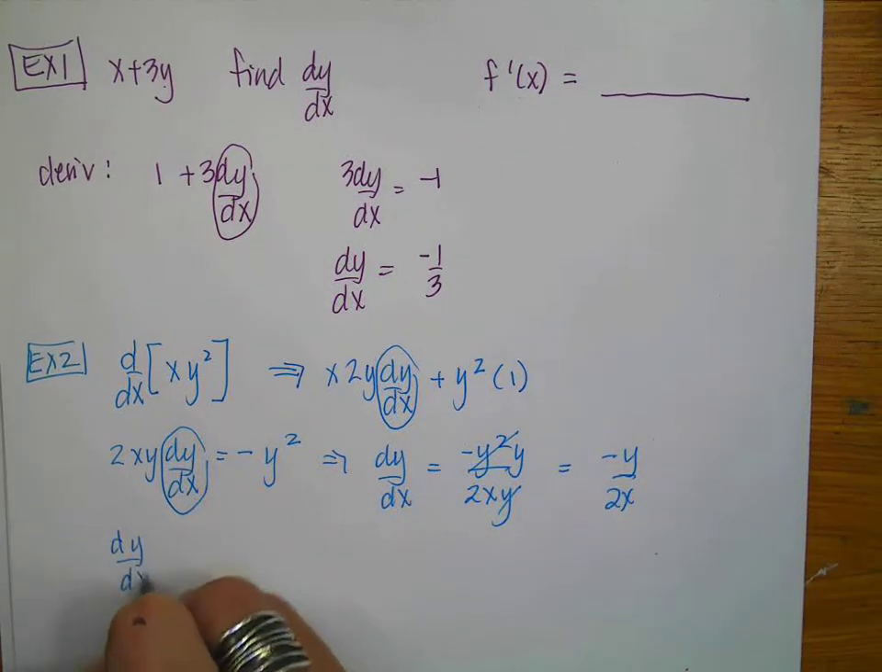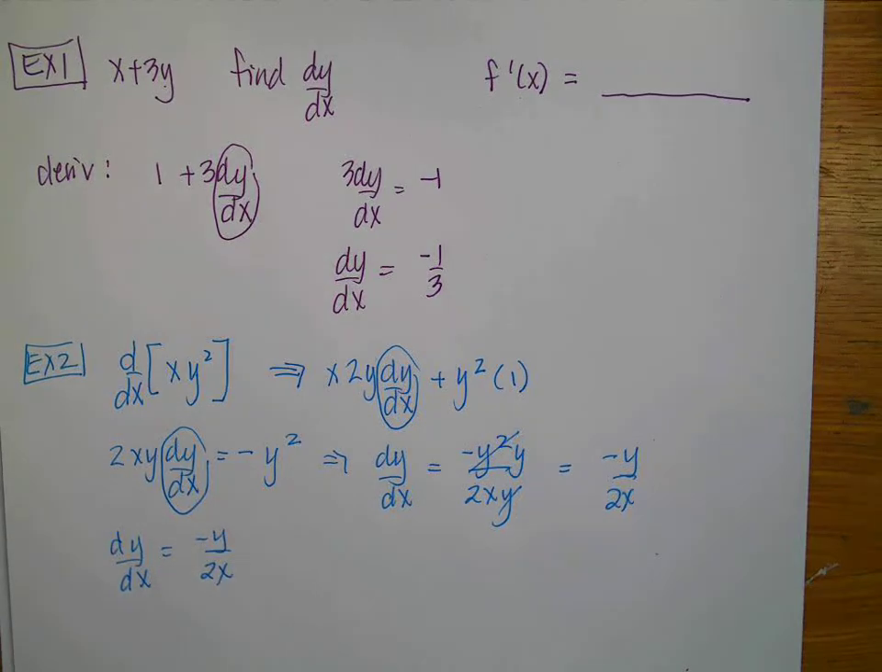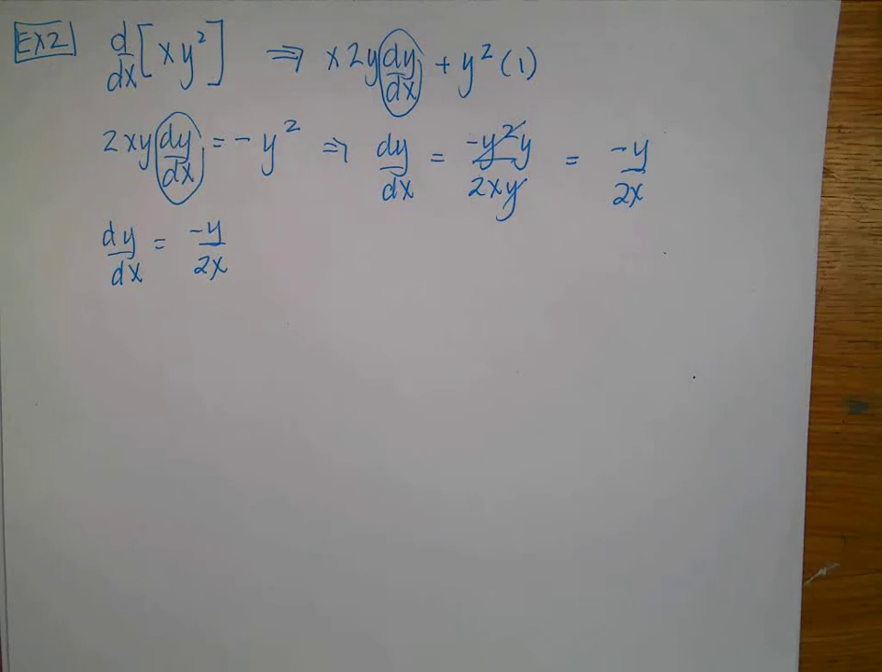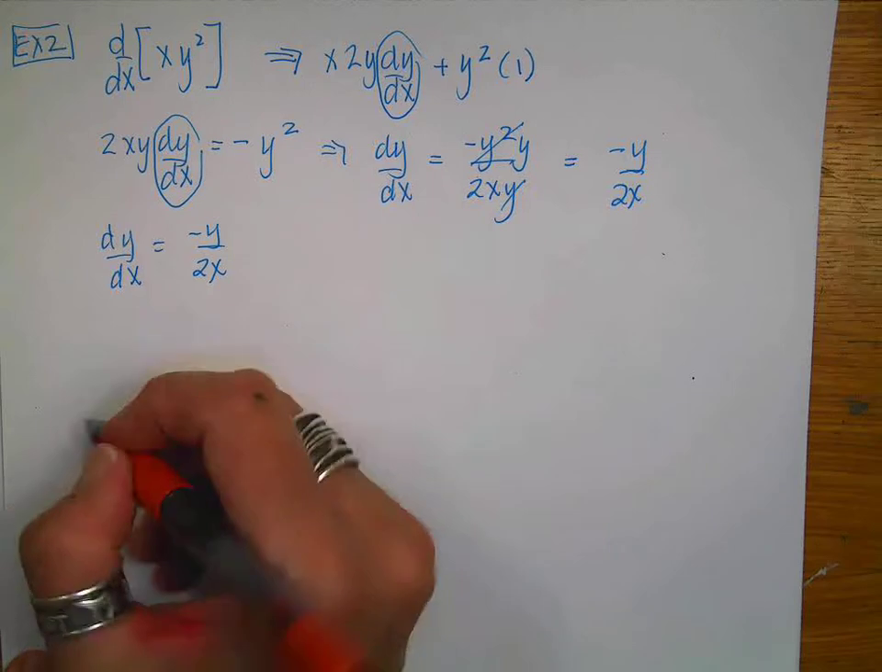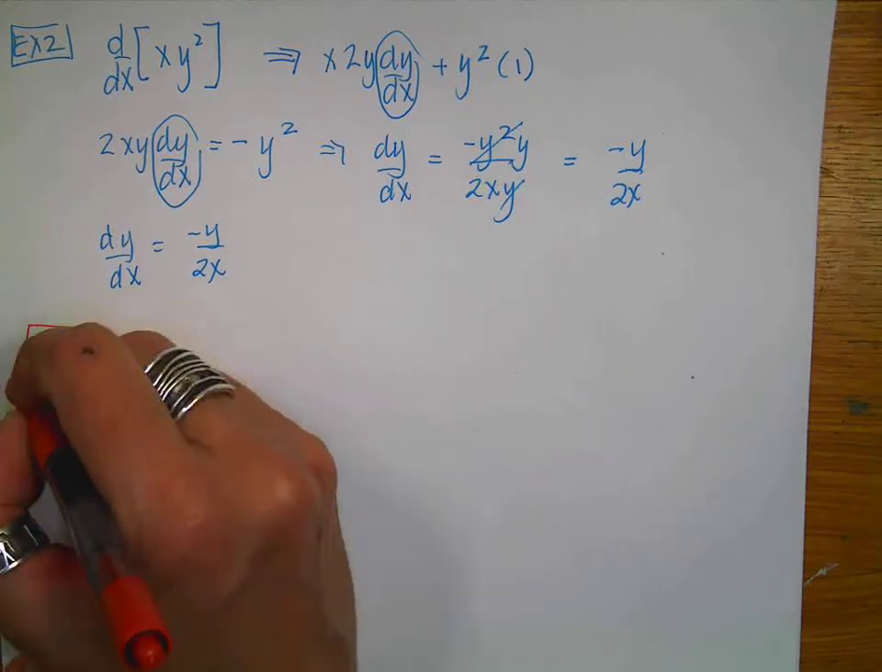And then I write my conclusion statement at the end. It's negative y over 2x. And so that was fairly polite. The thing you have to remember is with implicit differentiation, if you take the derivative of a y term, you're going to generate a dy/dx, and then you're going to have to solve for dy/dx.